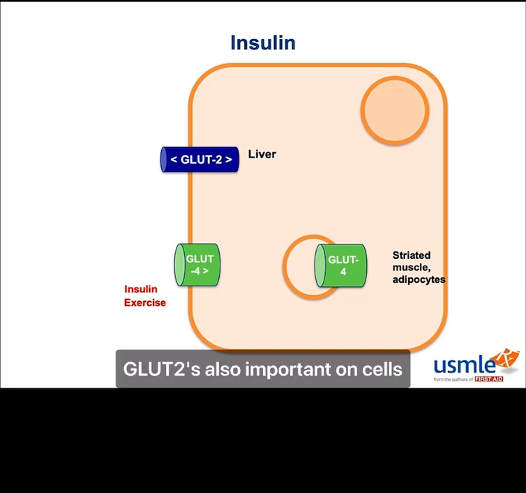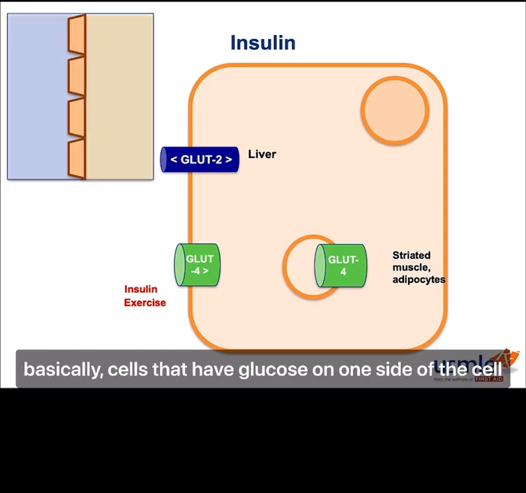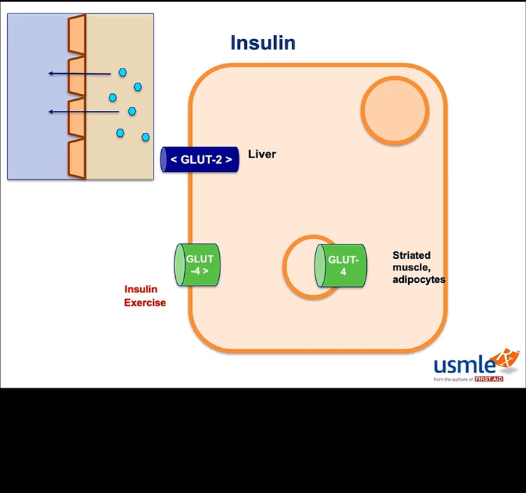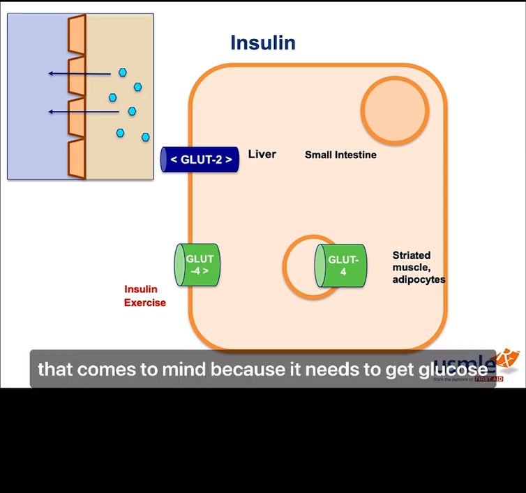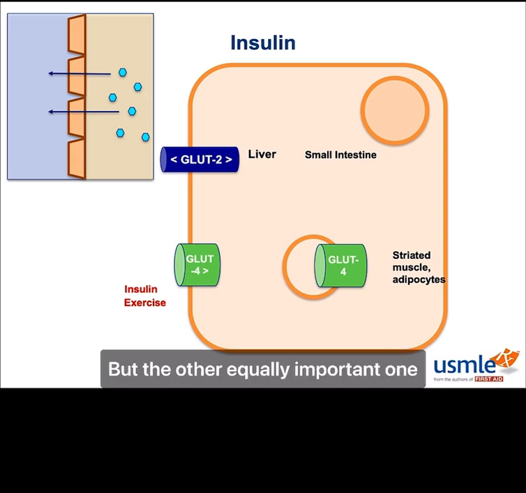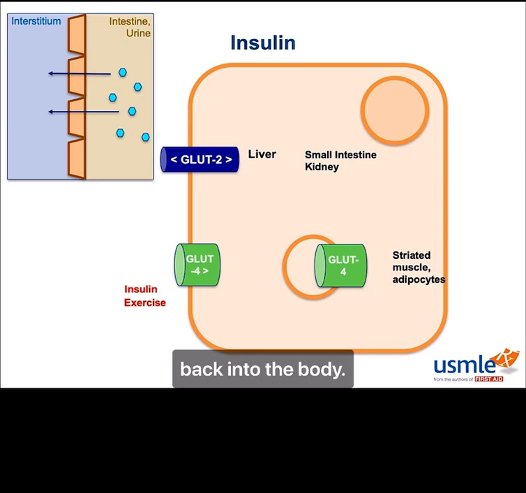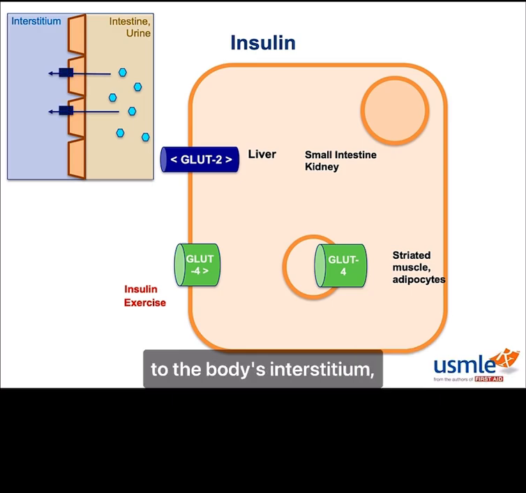GLUT2 is also important on cells that have an apical and a basolateral side. Basically, cells that have glucose on one side of the cell that they need to get over onto the other side. Can you think of any cells like that? The small intestine is probably the first one that comes to mind because it needs to get glucose from the gut into the body. But the other equally important one is the proximal tubule cells of the kidney. They need to move all the glucose in your urine back into the body. GLUT2 is used to export glucose from inside the cells to the body's interstitium.